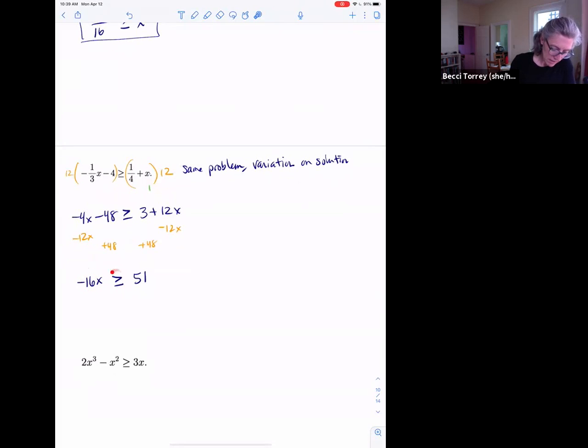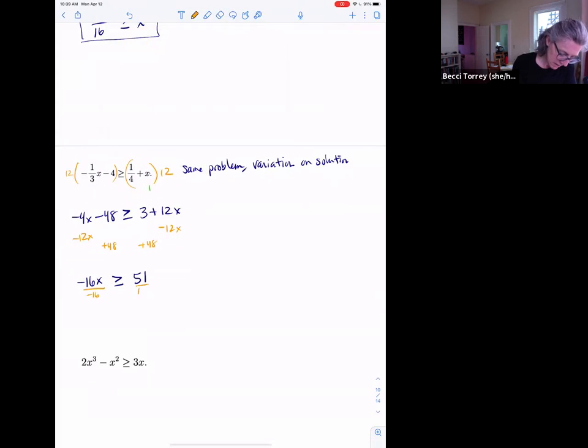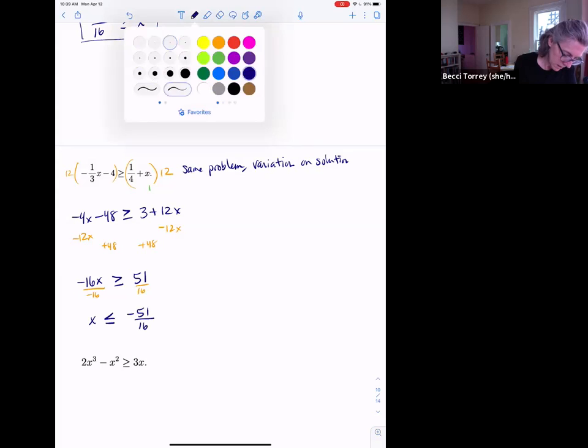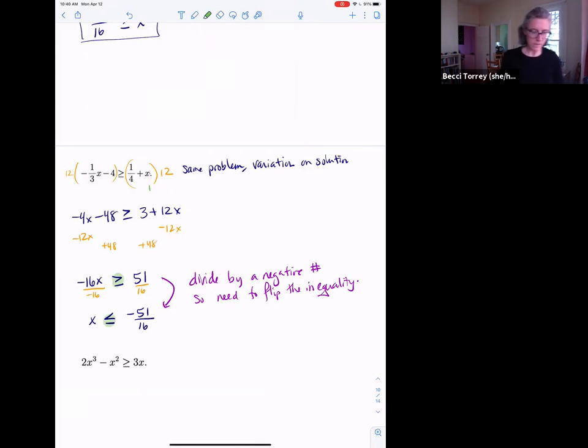But when I divide by -16, I have to flip the inequality. So I'm going to divide both sides by -16. And I have to flip the inequality. x is now less than or equal to -51/16. So here we are, divide by a negative number, so we need to flip the inequality. The greater than or equal to became a less than or equal to with these things on the same side.